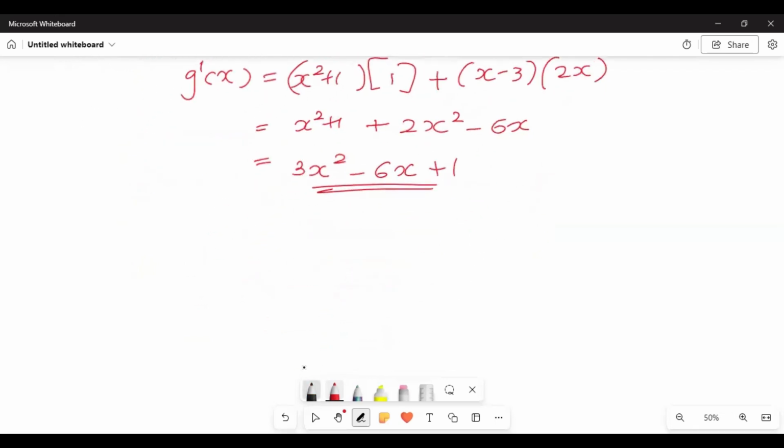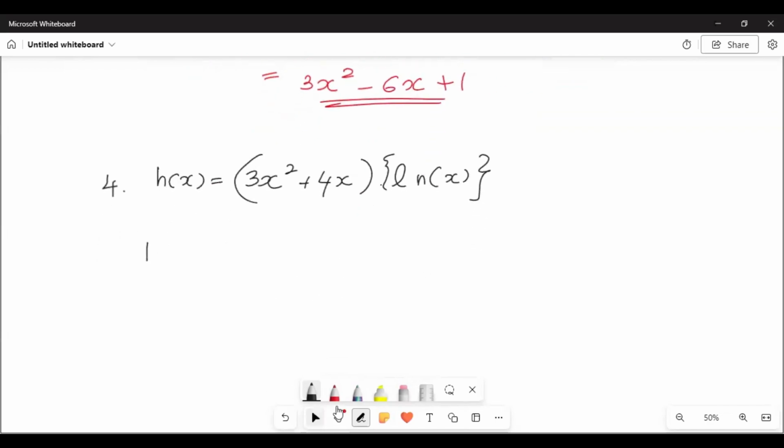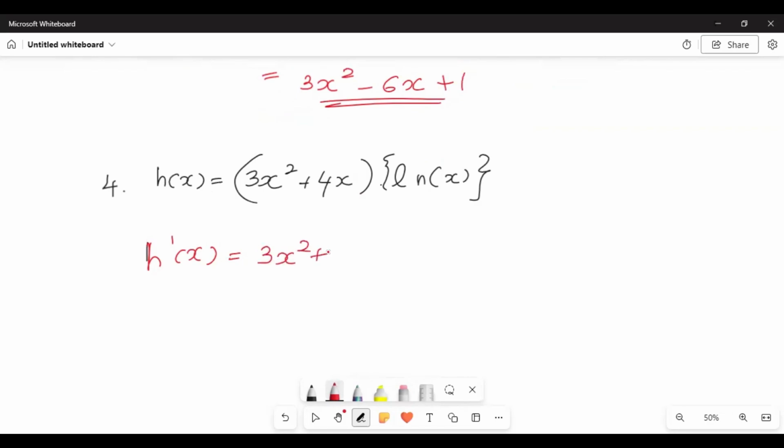Next question is going to be question number 4. So it's going to be h(x) equals 3 times x to the power of 2 plus 4x, times ln x. h'(x) is going to be 3 times x to the power of 2 plus 4x times, after differentiating ln x, 1 over x, plus ln x times 2 times 3, it's going to be 6 times x plus 4. So this is the answer.